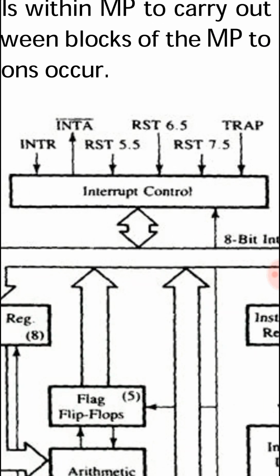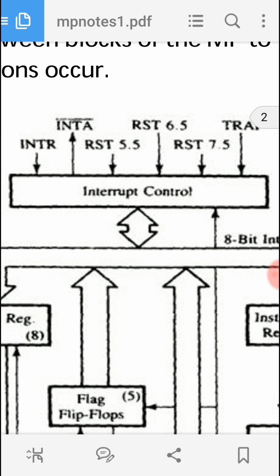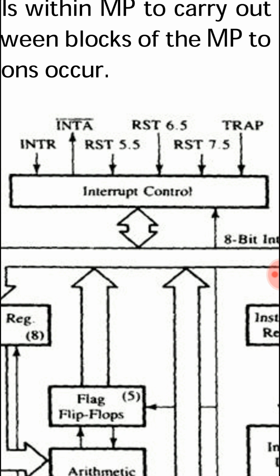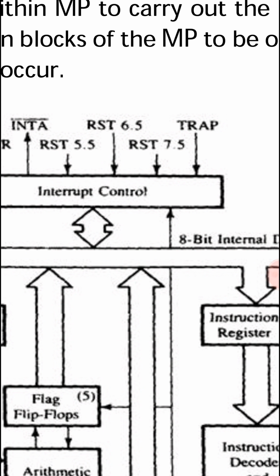Along with this, the very important component called interrupt controller. Whenever a device requests, the processor has to handle that. Now to handle this request, this interrupt control is used. It has got two special pins called INTR and INTA. INTR is the interrupt request, INTA is the interrupt acknowledgement. Along with this we have got three pins: RST 5.5, 6.5 and 7.5 are the restart pins. Then TRAP is used for non-maskable interrupt.